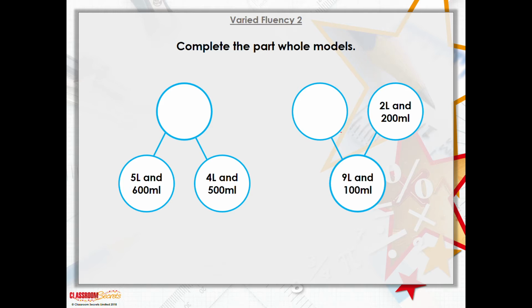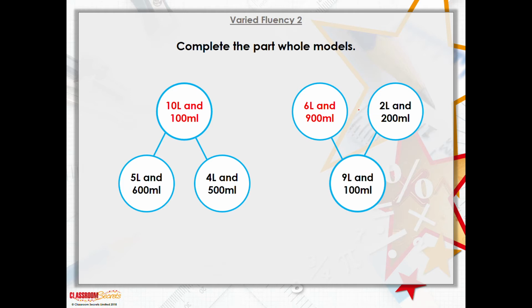Now for this one here, we need to be doing the inverse of addition, so we can find out what this answer here is. So we would need to do 9 litres and 100 millilitres, take away 200 millilitres. Give that one a try as well. Pause the video, give that a try and see what answer you get for here. And hopefully these are the two answers you've got: 10 litres and 100 millilitres and 6 litres and 900 millilitres.